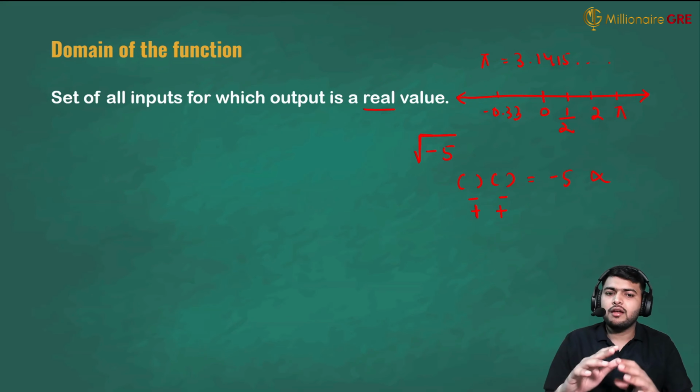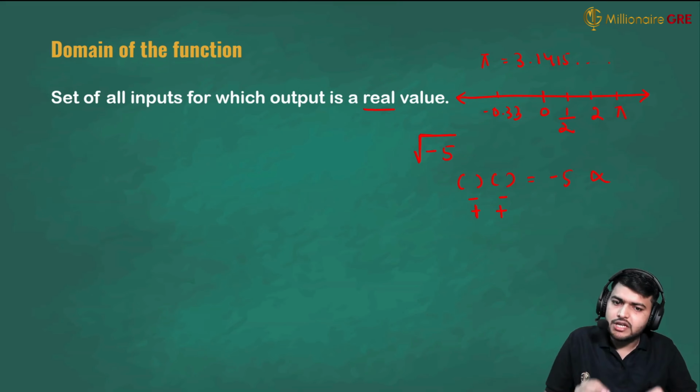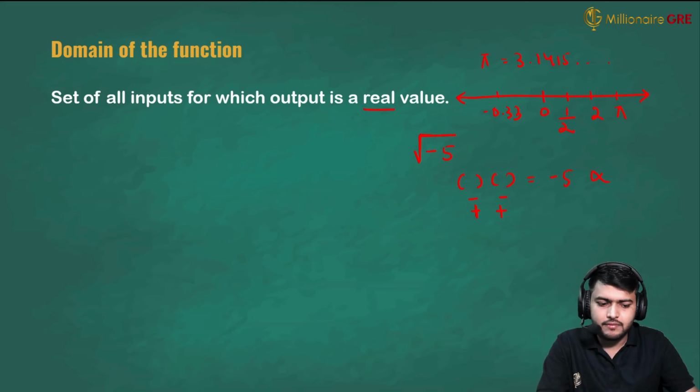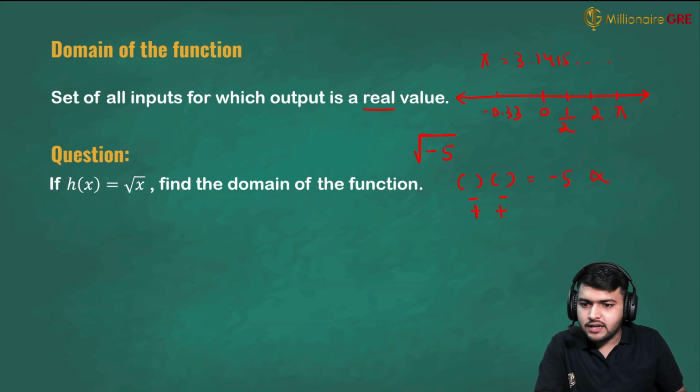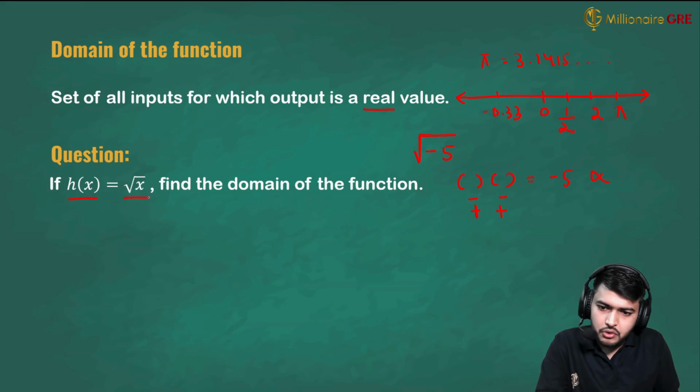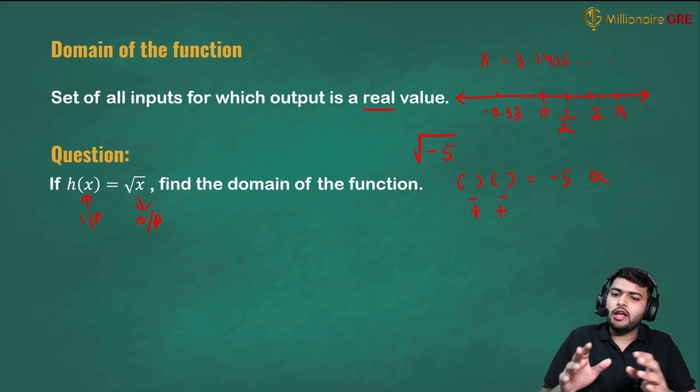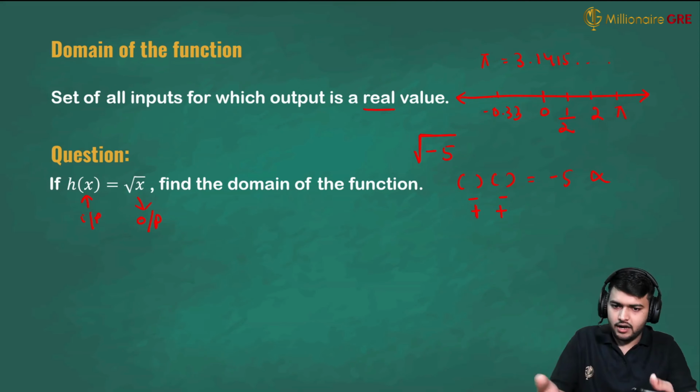Let's come back. Domain of a function is the set of all input values for which the output is a real number. Let's understand this further through a question. Here h(x) is defined as root x. We have to find the domain. h(x) takes x as the input and gives out root of x as the output. You have to find the domain, or essentially the set of all inputs h(x) can take.